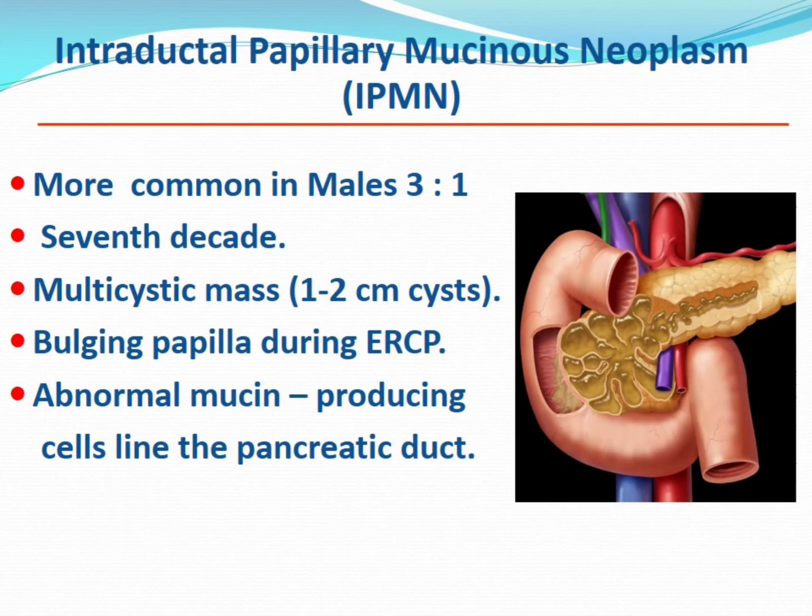Intraductal papillary mucinous neoplasm is more common in males than in females. In the 7th decade, the tumor is a multicystic mass with 1 to 2 centimeter cysts. There is a bulging papilla during ERCP, which is characteristic, and there is mucin extruding from the papilla during ERCP. There are abnormal mucin-producing cells that line the pancreatic duct.